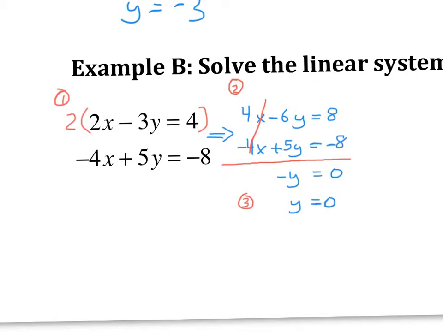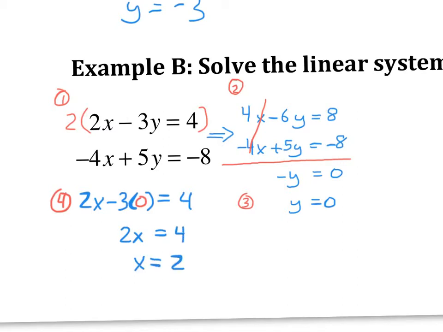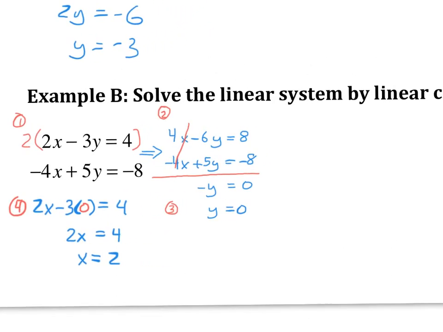So substitute this 0. It can go in either equation. I'll put it on the top. And so step number 4 here looks like this: 2x minus 3 times 0 equals 4. 2x equals 4 and x equals 2. So I'm claiming that my solution is (2, 0).